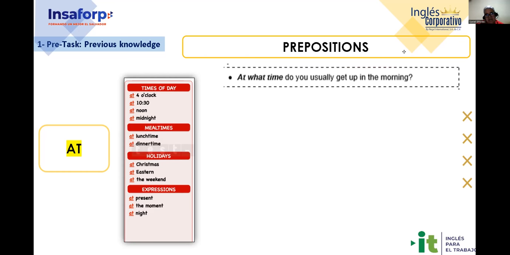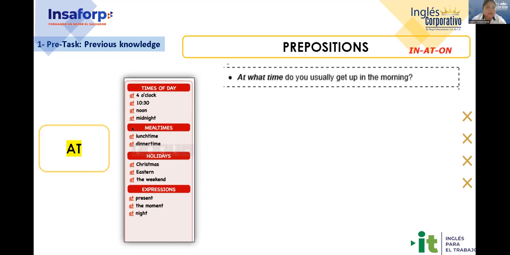In, at, and on. Perfect. So look at this. And we have times of day. So you can use at for times of a day. Lo utilizamos con tiempos del día, horas específicas. For example, at 4 o'clock, at half past 10, at noon, at midnight.